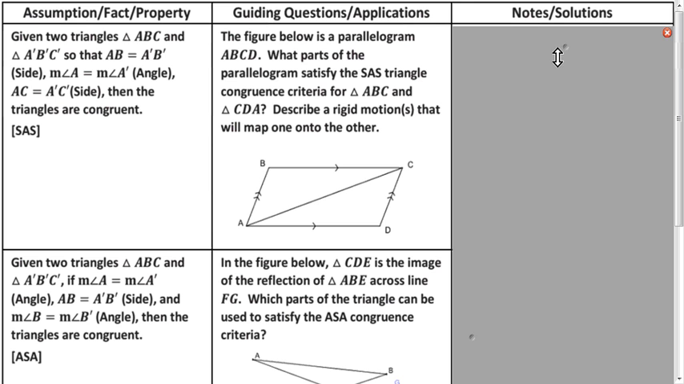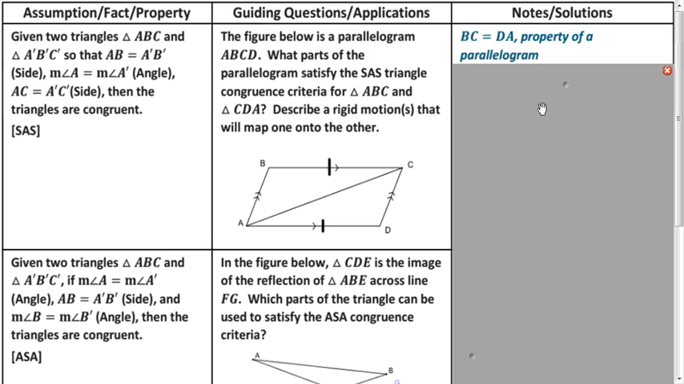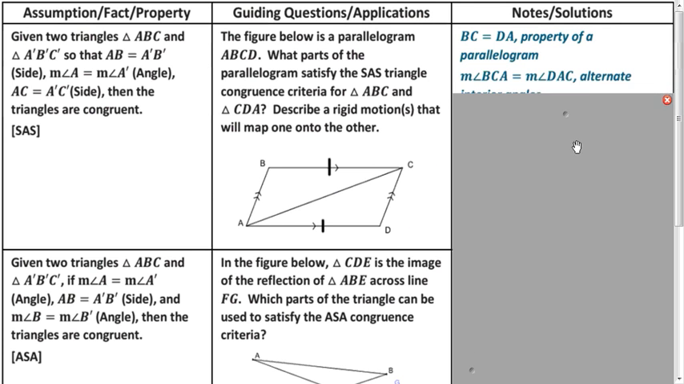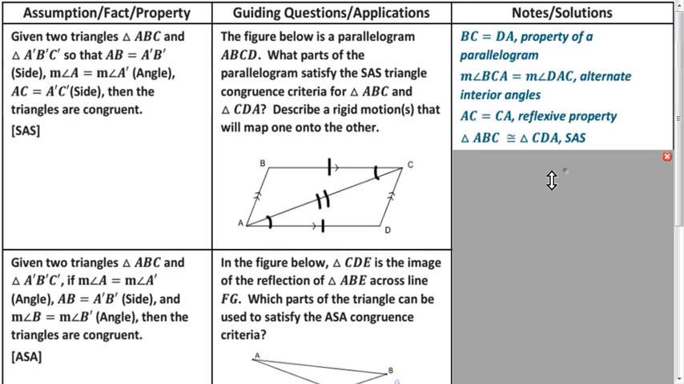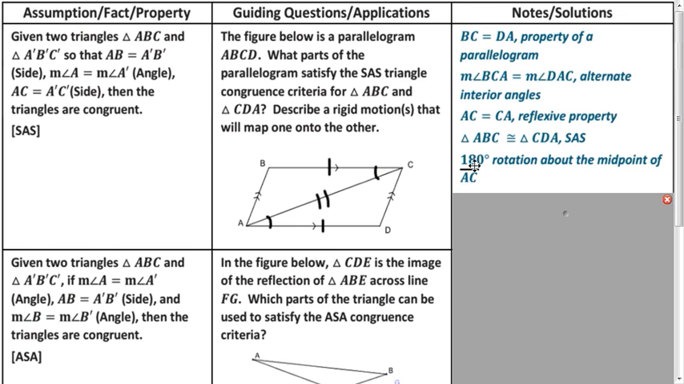So first property I used is that the opposite sides are equal in measure in a parallelogram. And then I said, hey, well these sides are parallel, so we know that we have congruent alternate interior angles. And then finally, that side in the middle is congruent to itself by the reflexive property. So then those two triangles are congruent. And what rigid motion will map one onto the other? Well, to do it in one step, you could just say that you rotate around the midpoint of side AC.